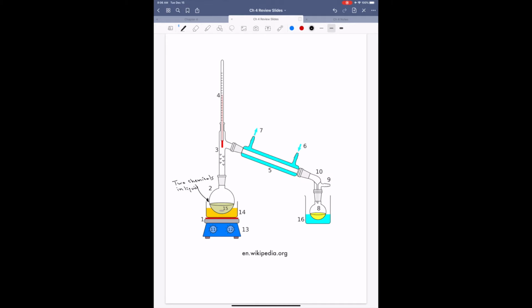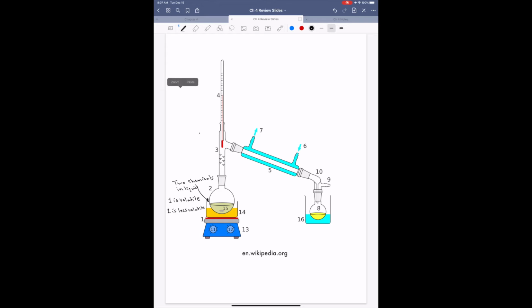All right, and for the two chemicals, we're going to say one is volatile, while the other species is less volatile. Okay? And so by the word volatile, I mean it's more likely to vaporize when you heat it. Okay? And so we have this liquid mixture in this round bottom flask, and it's being heated by a heating plate. Okay? And so by doing this, this causes some of the liquid to evaporate.